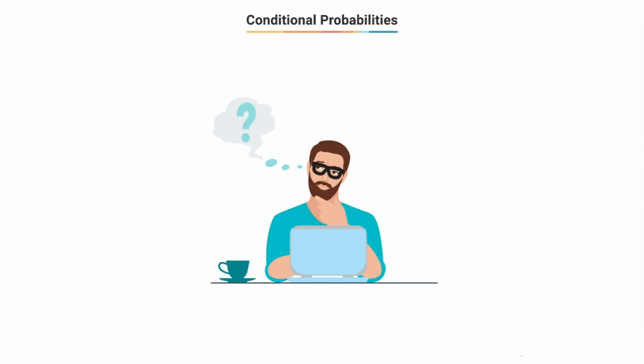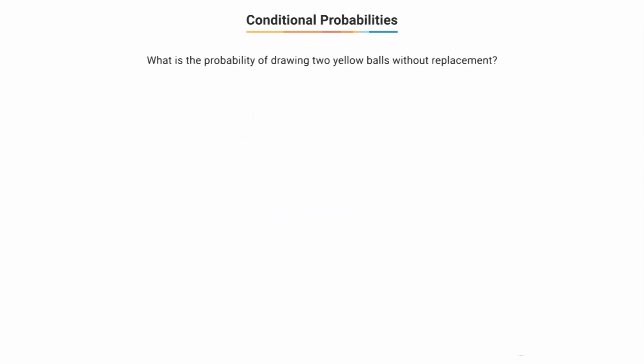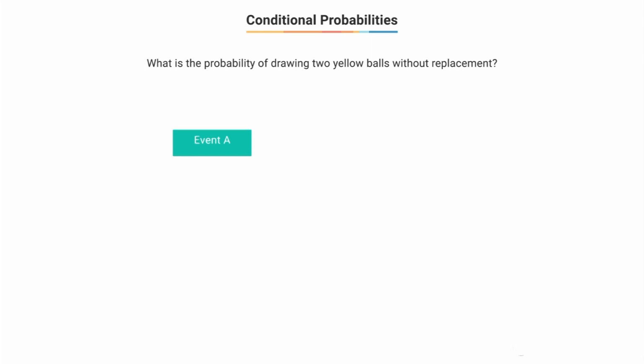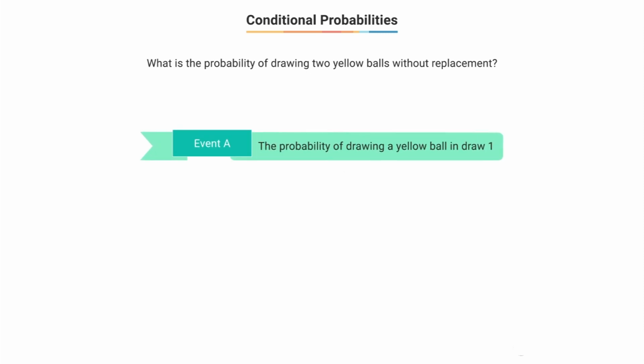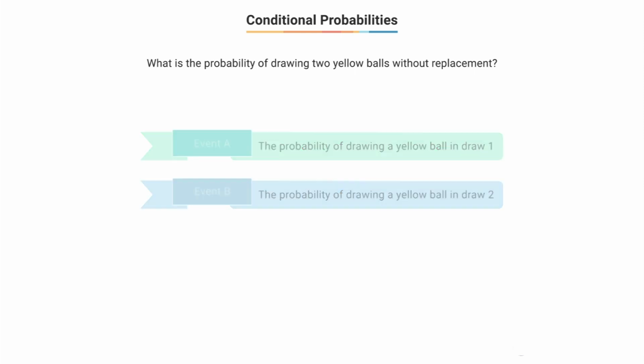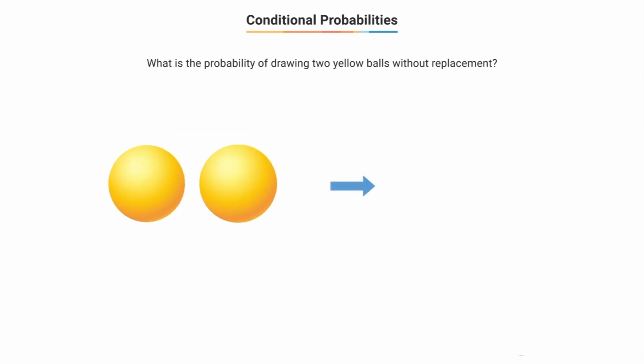However, let's solve another problem with which we ended in the previous video. What is the probability of drawing two yellow balls without replacement? To solve this, we can define event A as drawing a yellow ball in draw 1 and event B as drawing a yellow ball in draw 2. Now, drawing two yellow balls is the probability of A intersection B.